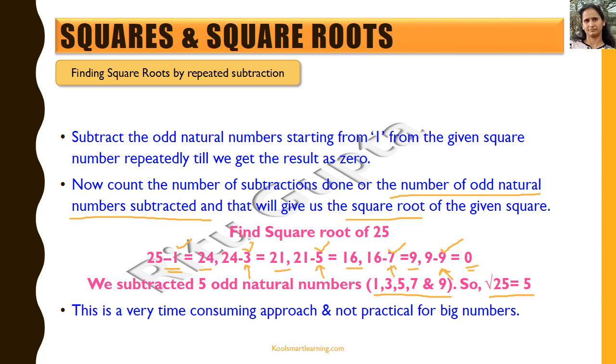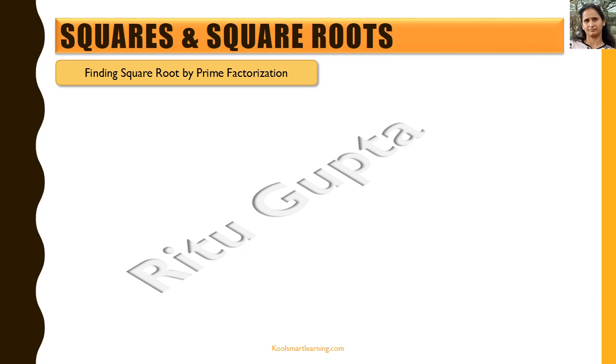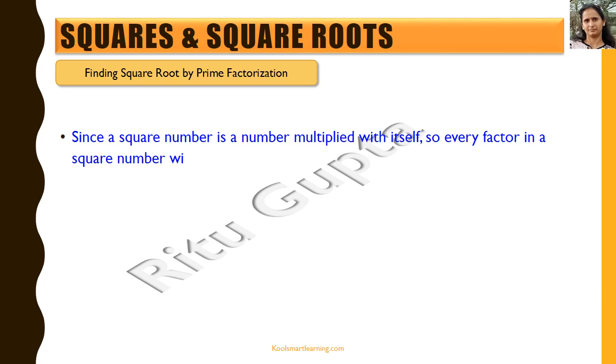Now what is the other way to find the square root of a given square? We can do that by prime factorization. Since a square number is a number multiplied with itself, every factor in a square number will appear a minimum of 2 times, or you can say a multiple of 2 times.